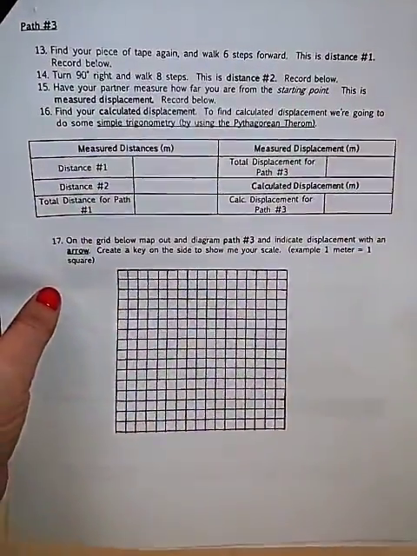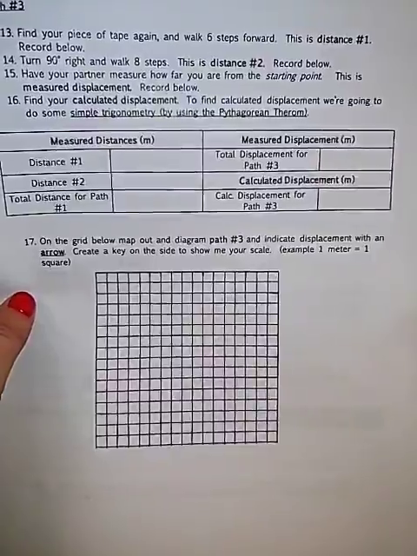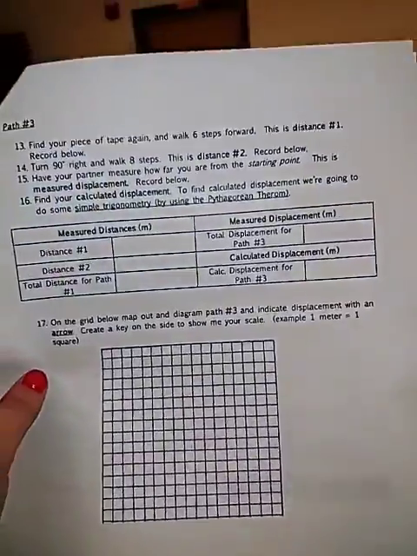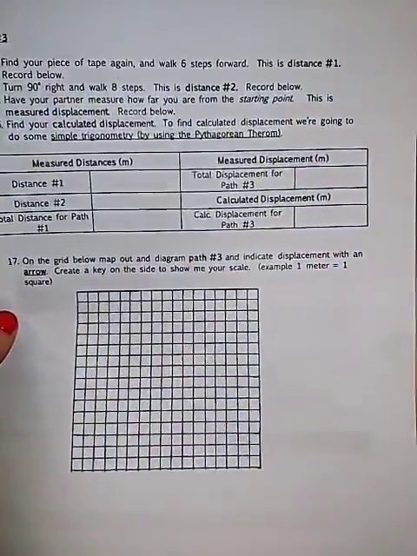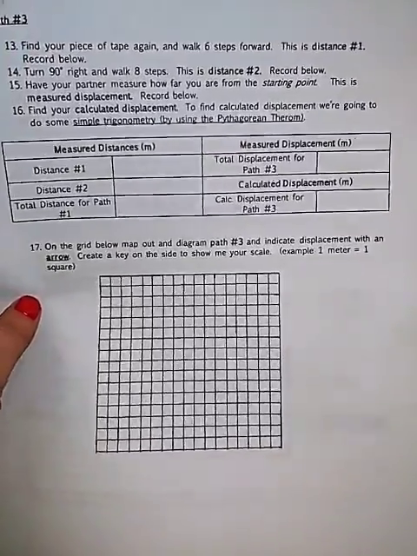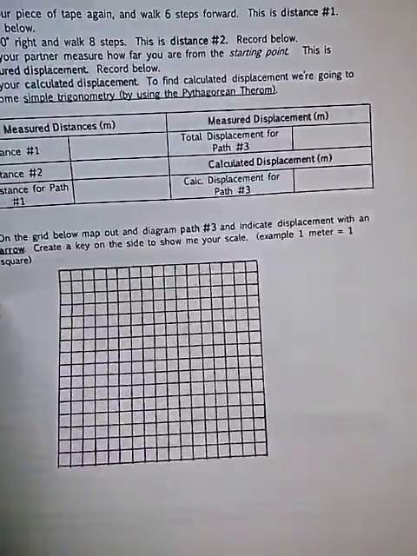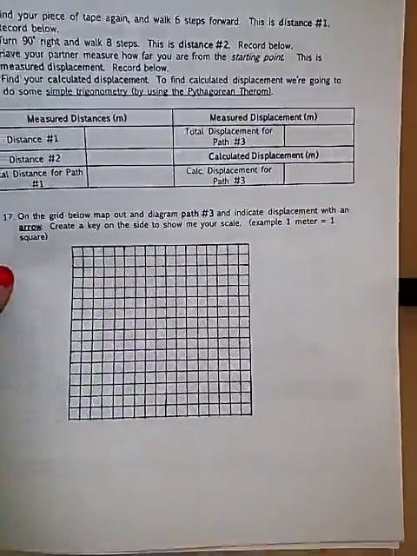For number 16, you calculate your calculated displacement. To find calculated displacement, we're going to do some trigonometry by using the Pythagorean theorem.